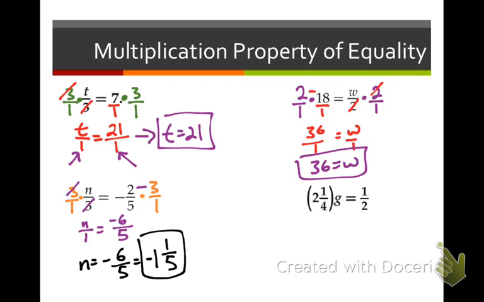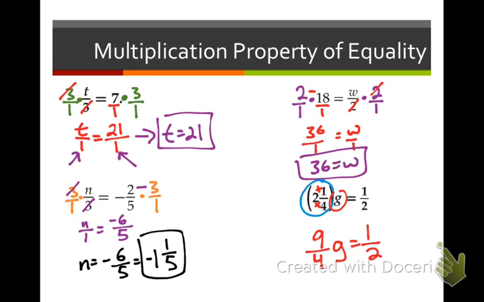Okay, finally let's go to this last problem right here, bottom right. Notice that this is a mixed number. We're going to change it to an improper fraction first. So let's multiply: 2 times 4 is 8, plus 1 is 9. So I'm putting 9 over 4, and I have my g there, so I put g equals 1/2.